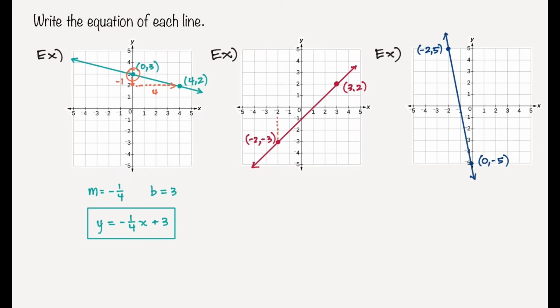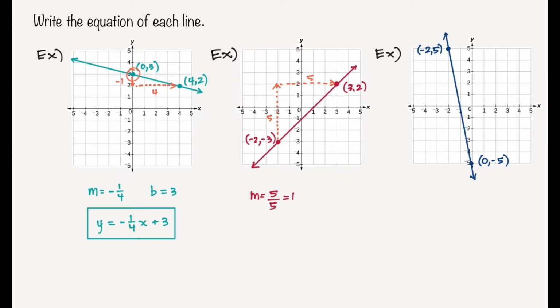So I'm going to go all the way up: 1, 2, 3, 4, 5. And then I'm going to go to the right: 1, 2, 3, 4, 5 as well. Okay. So the slope here is 5 over 5, which can be simplified to 1.